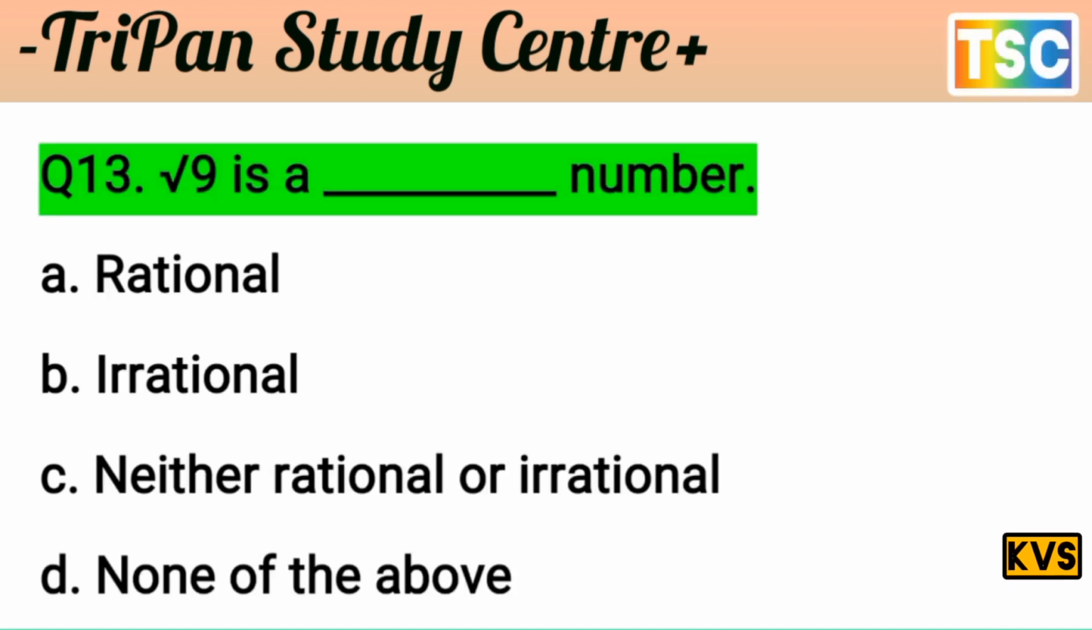Let's see the next question. The question is on the screen, that's important. The question is: square root of 9 is a dash number. The question is clear here. Under root 9 is a dash number. Option A, rational number. B, rational number. C, neither rational nor irrational. And D, none of the above. That's an important question for the exam.